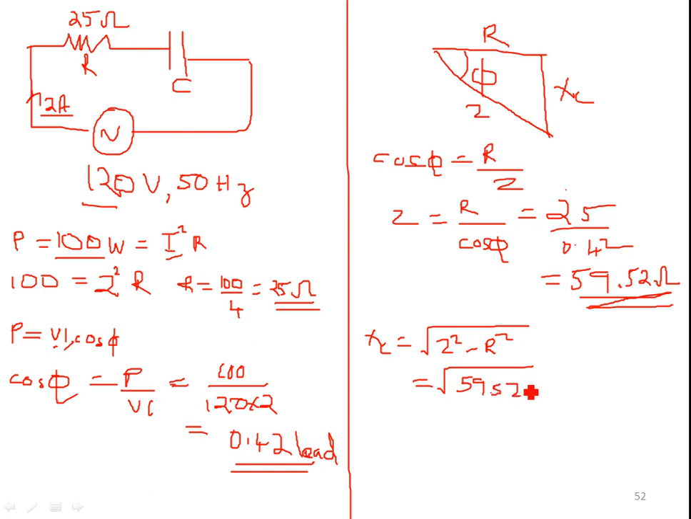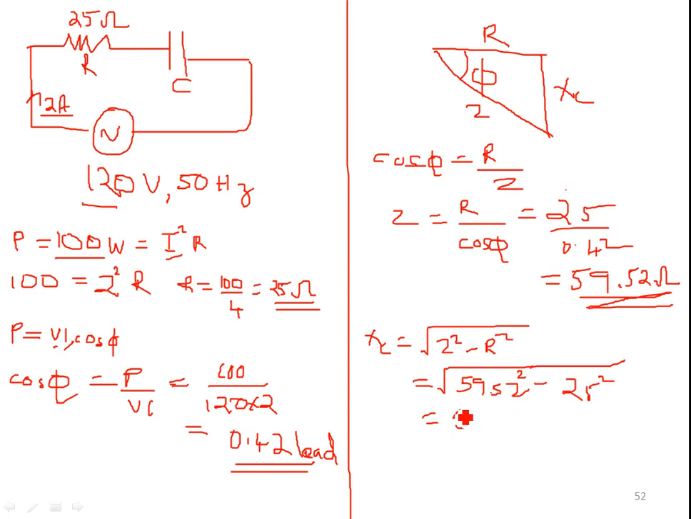59.52 square minus R square, which is 25 square. That is given as root of 59.52 square minus 25 square. So it is 54.01 ohms.